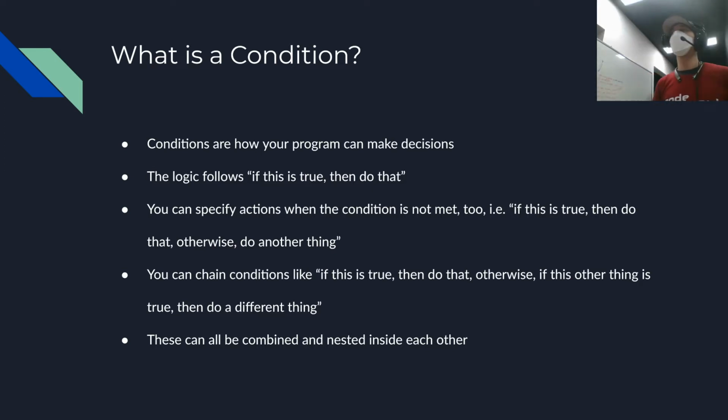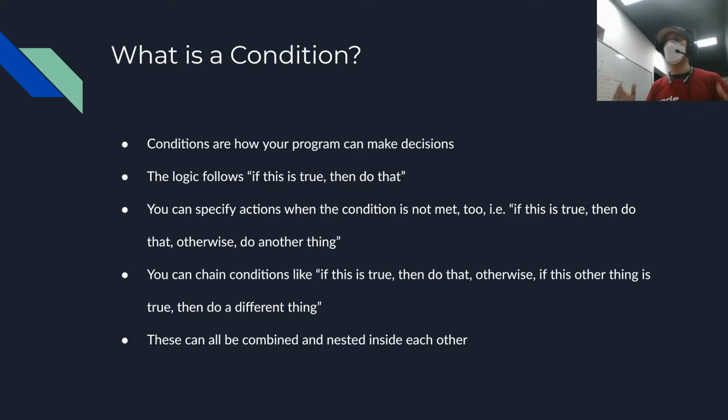Now, when you're working with conditions, you can also say, hey, if that wasn't true, do this other thing instead. Okay? And you can chain conditions. So you can say, if this one thing is true, do that. But if that's not true, and instead this other thing is true, do something else. And then you can say, hey, if none of those are true at all, do this instead. Okay, so you get all sorts of branching logic, and you can have your program make interesting decisions. Does that make sense? Cool.